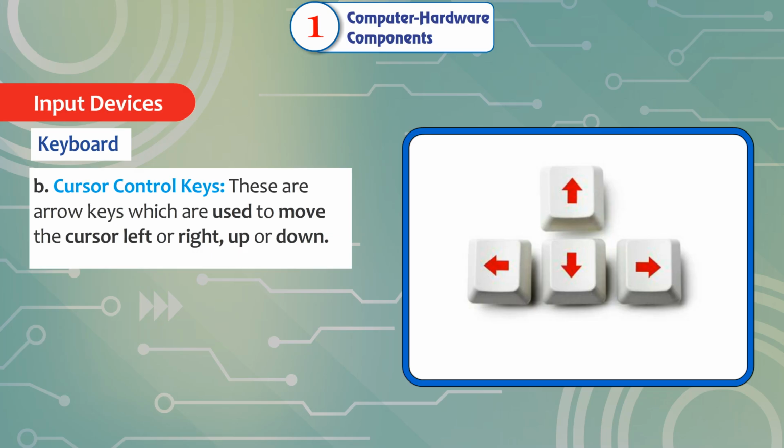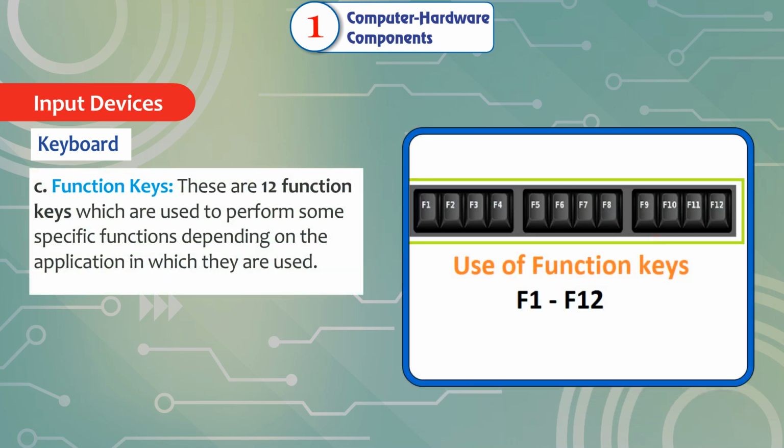These are arrow keys which are used to move the cursor left or right, up or down. C. Function keys. There are 12 function keys which are used to perform some specific functions depending on the application in which they are used.